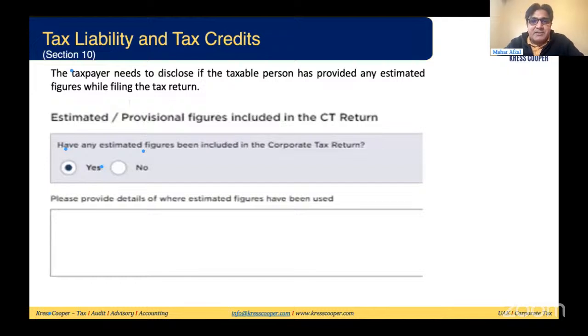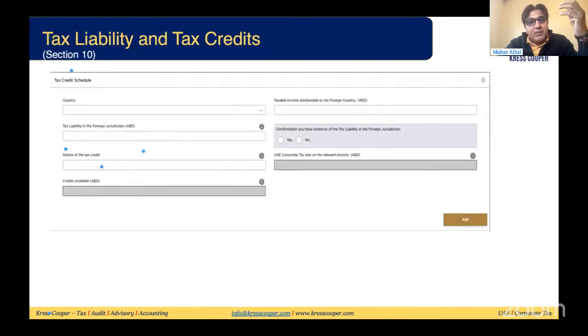Once you're making adjustment of tax credit, what is tax credit? Might be you have paid any amount of tax out of the UAE. It can be in the form of withholding tax. It can be in the form of corporate tax, but it will not be any sales tax, any VAT, any excise duty, any fine, any penalty. It will be nothing like this. So any amount of tax that you have paid out of the UAE, you have the right to take the foreign tax credit in the UAE return.